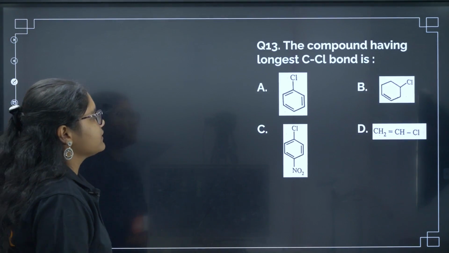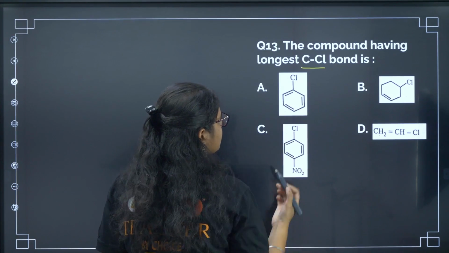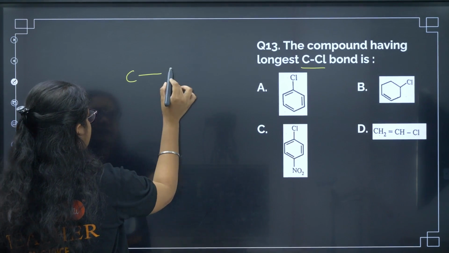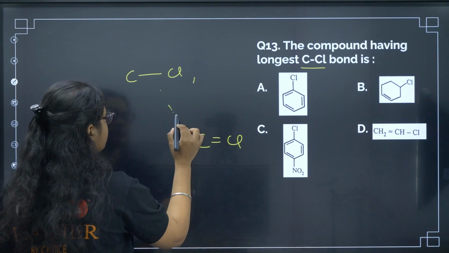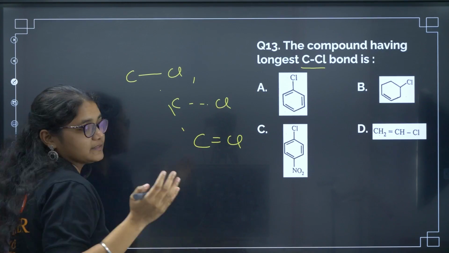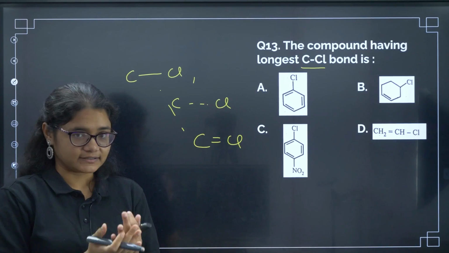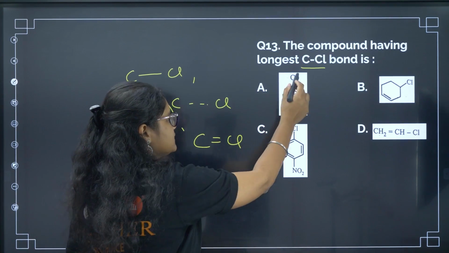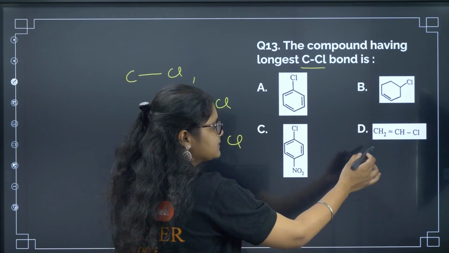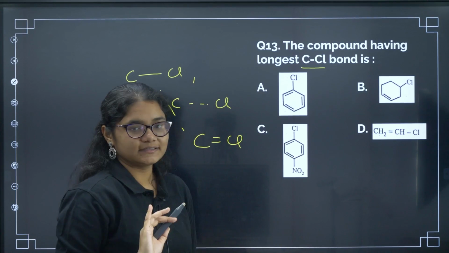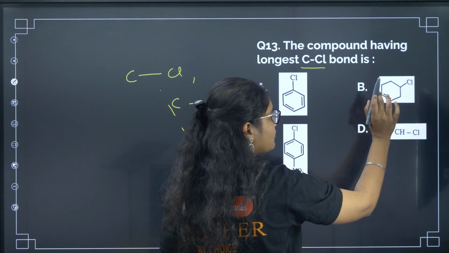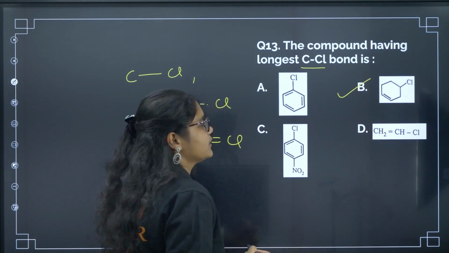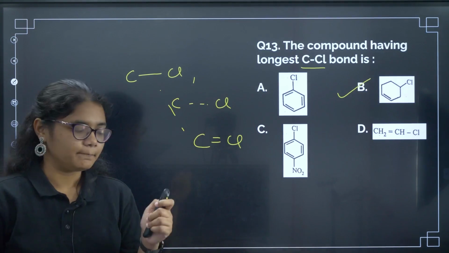Next, the compound having the largest or longest C-Cl bond. So we know whenever a single bond is there and then we have a double bond, in between there will be a partial bond, which is in between single and double bond, that is if resonance is there. So here there is resonance in option A, in option B also resonance is there, in option D also resonance is there. So the correct answer here, we do not have any resonance. This is a pure single bond. It will be lengthier. So the correct answer will be option number B.